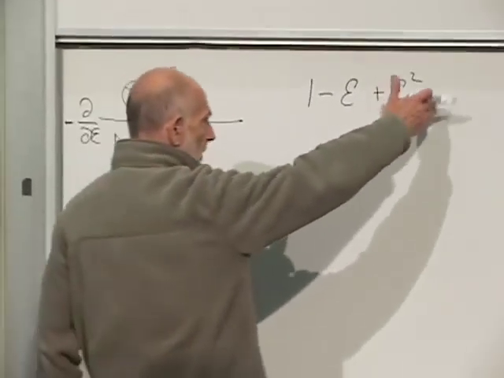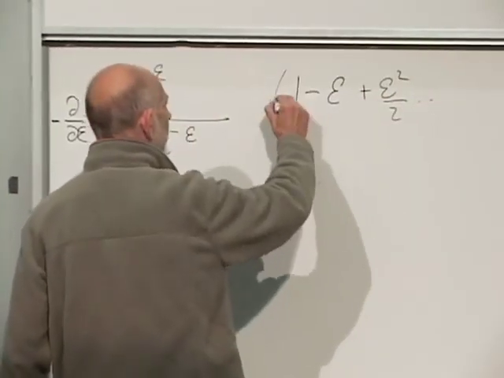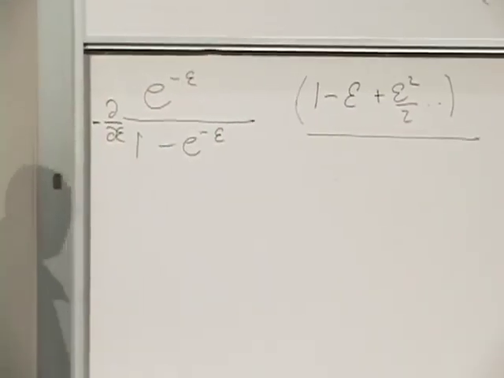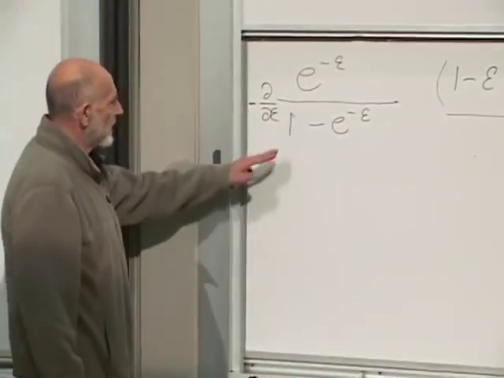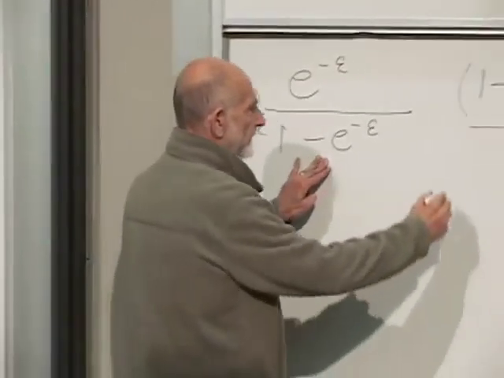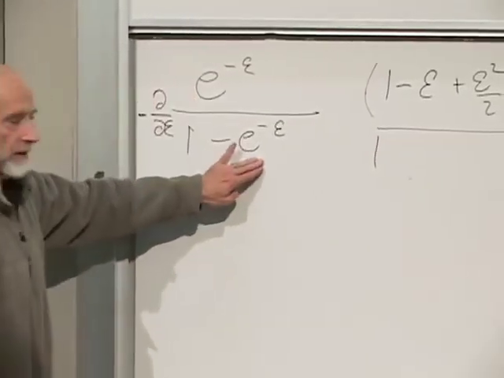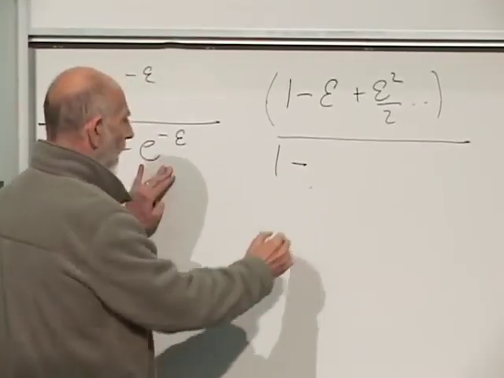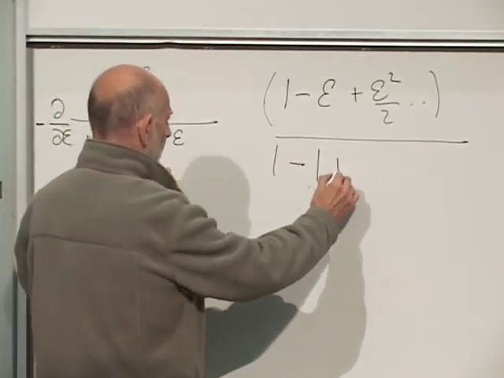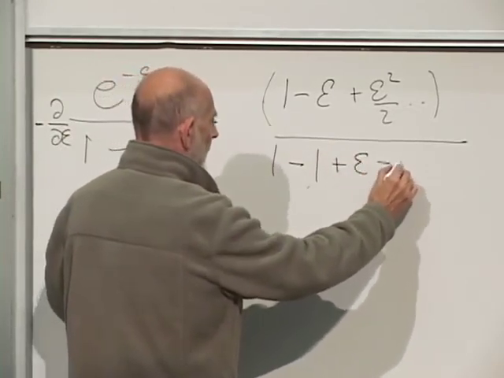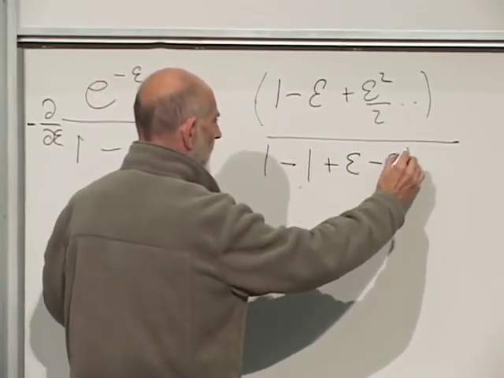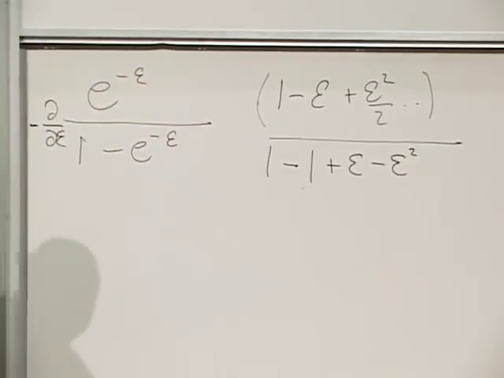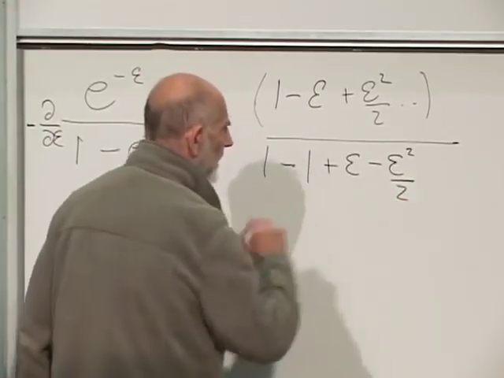And of course, there are more, but we won't need them. Now, what about the denominator? What's in the denominator? We have 1 minus e to the minus epsilon. Let's write out e to the minus epsilon minus 1. I think it's plus epsilon minus epsilon squared. And let's go to the next one. I think we're going to need the next one, as you'll see. Epsilon squared over 2, right? What's the next one?